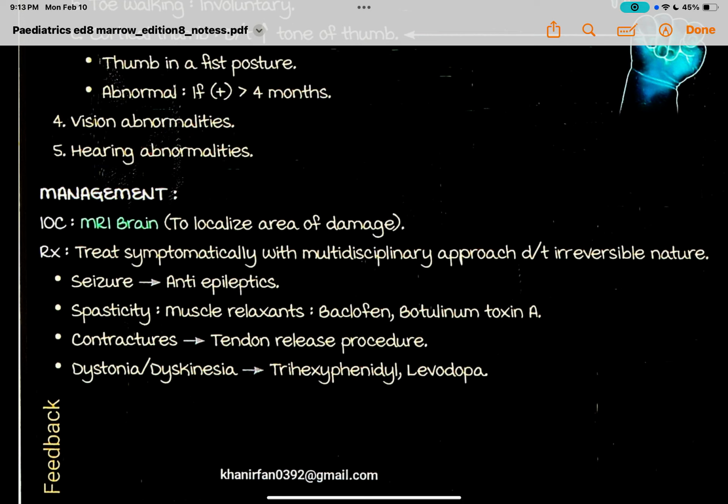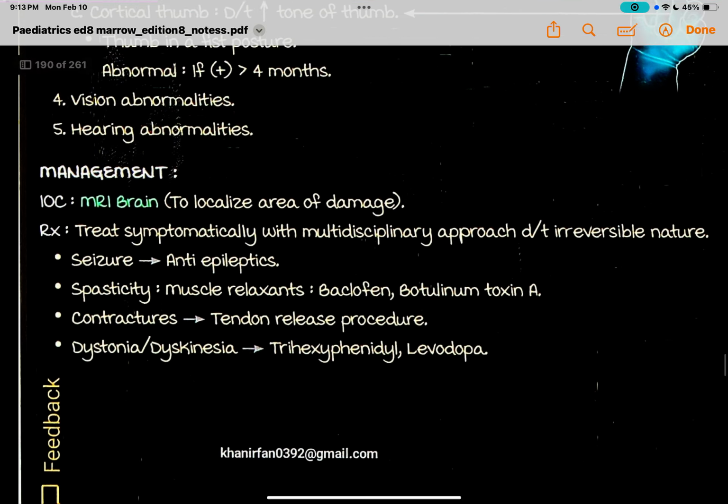Treat symptomatically with multidisciplinary approach due to irreversible nature. Seizure, anti-epileptics. Spasticity, muscle relaxant like baclofen, Botox, botulinum toxin A; contractures, tendon release procedure. Dystonia, dyskinesia: trihexyphenidyl, levodopa.